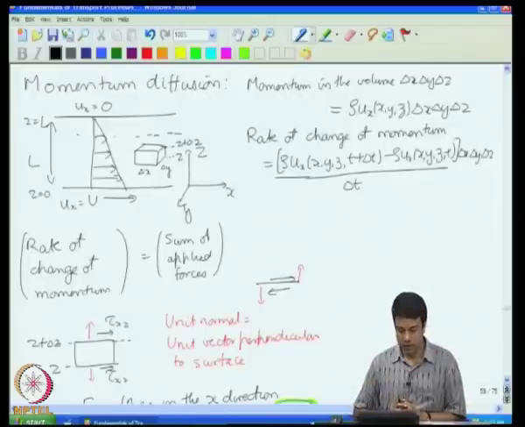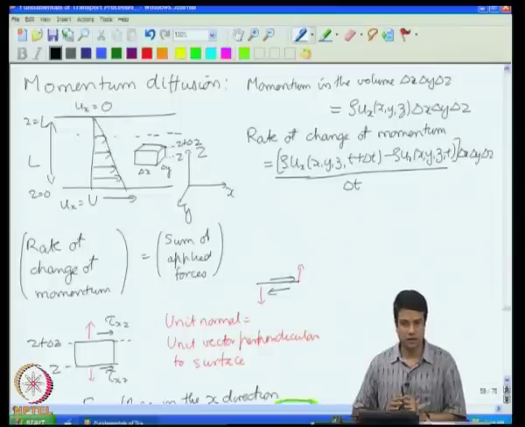What is the equivalent source in the momentum conservation equation? The source in the momentum conservation equation comes in the form of body forces. Two lectures ago, I wrote the sum of applied forces. Forces are of two types. One is what are called surface forces. At any differential volume, they act at the surfaces of that volume.